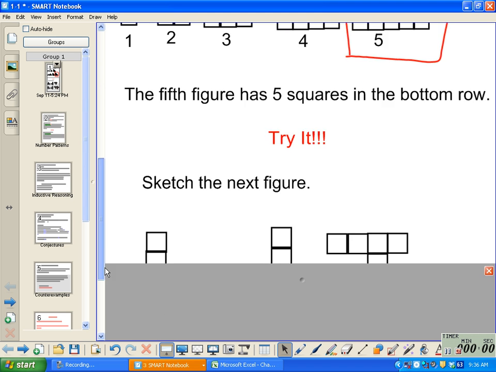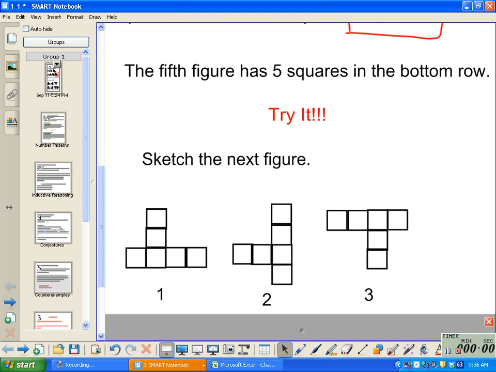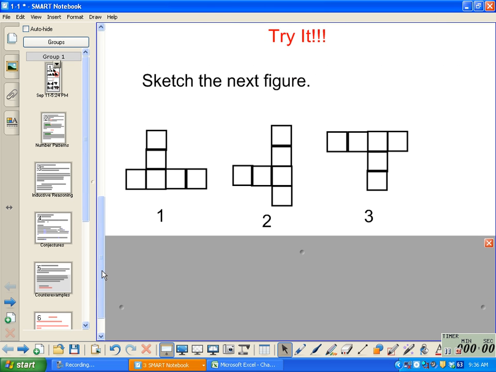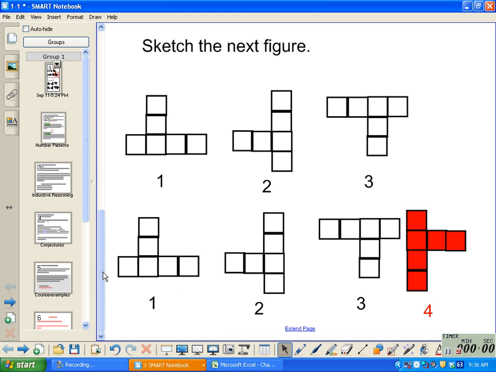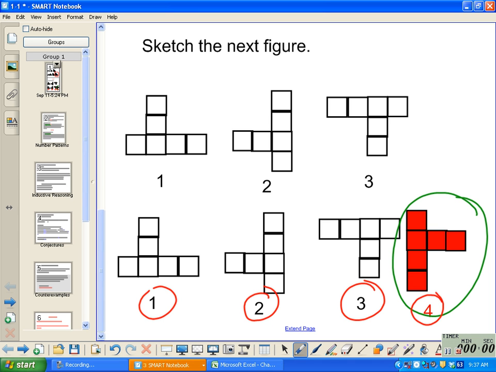Sketch the next figure that you would see after looking at the first, second, and third pattern. You can hit pause and try that for yourself. Now, after you've done that, you can clearly see what the fourth pattern should or would look like. The red on the right. Every last one of the pictures has been turned counterclockwise. Going from 1, we turn it counterclockwise to get 2, and then counterclockwise to get 3, and then one more time for another counterclockwise turn to get the 4th.